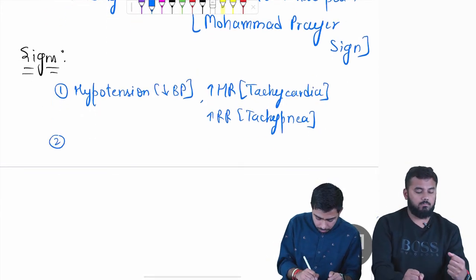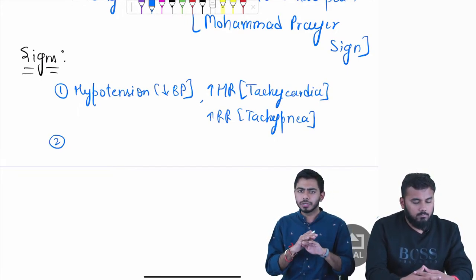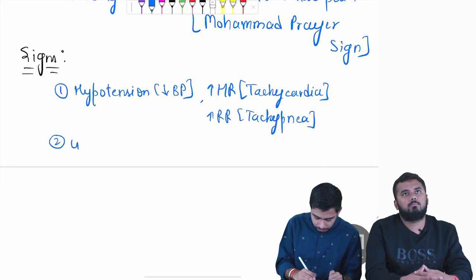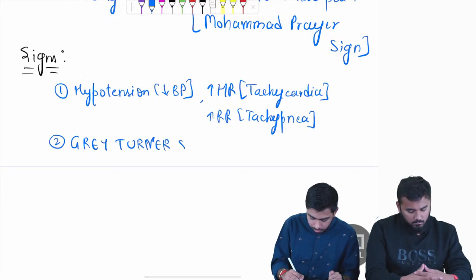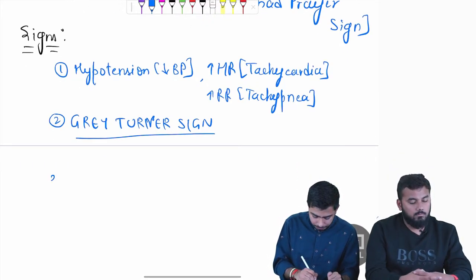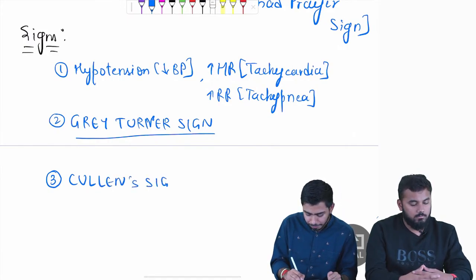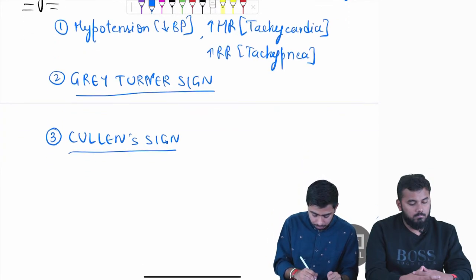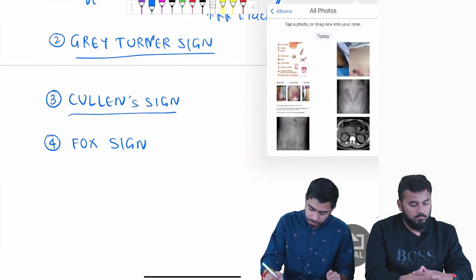Now, the second point: these are the signs, and these signs are loved by the examiners, that's why they are tested very commonly. I'm starting with the first sign, the Grey Turner sign. One more sign I'm mentioning is the Cullen sign. And the next sign is the Fox sign. I'm adding the pictures so that you can easily understand them.